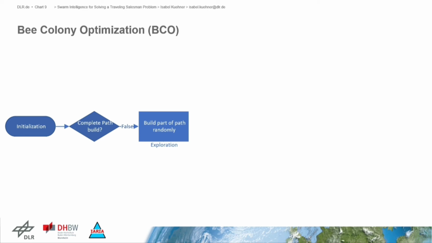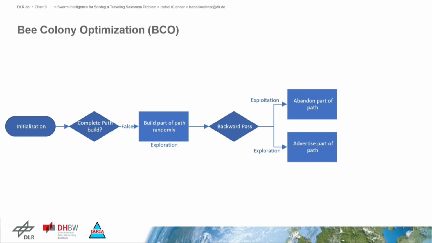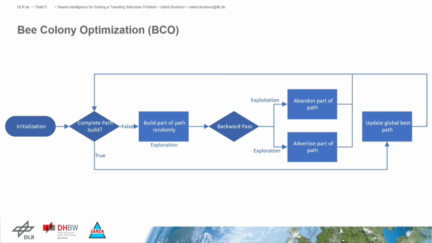Then the bee returns to the hive, and it can decide in the backward pass to either choose exploitation or exploration. So to abandon the part of its path and take another bee's solution, which is then the exploitation. Or it can use this explored solution it created in the forward pass and advertise its part of the path. And then after completing all stages, the whole path is constructed, and also the global best path is updated.